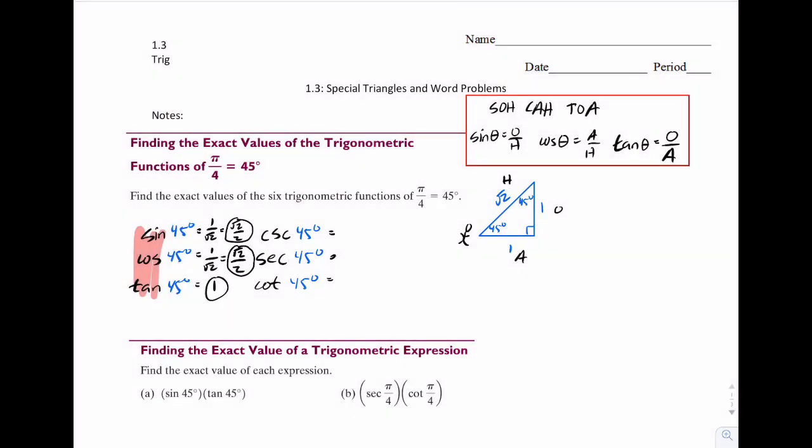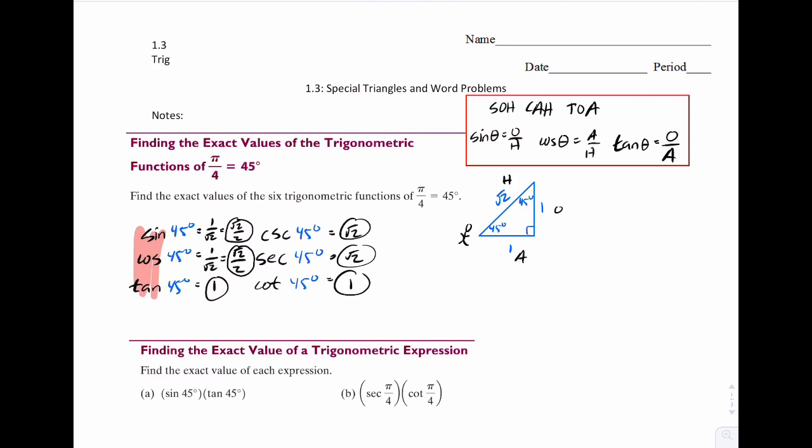Now for the other values, notice how it's cosecant, secant, cotan in that order. The reason for that order is because they're the reciprocal functions, which means I can just flip the answers I had earlier. So I'll just do the reciprocal, and the answers I get are root 2, root 2, and of course 1. And there we go. Those are the values of everything at 45 degrees.